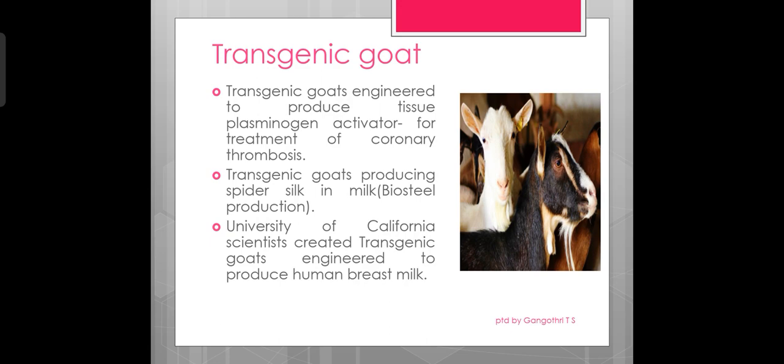Transgenic goat. Transgenic goats engineered to produce tissue plasminogen activator. This protein is used for treatment of coronary thrombosis. Then goats producing spider silk in milk are also produced. Spider silk is stronger than steel, elastic and extremely lightweight. However, unlike silkworms, spiders cannot be farmed for their silk.